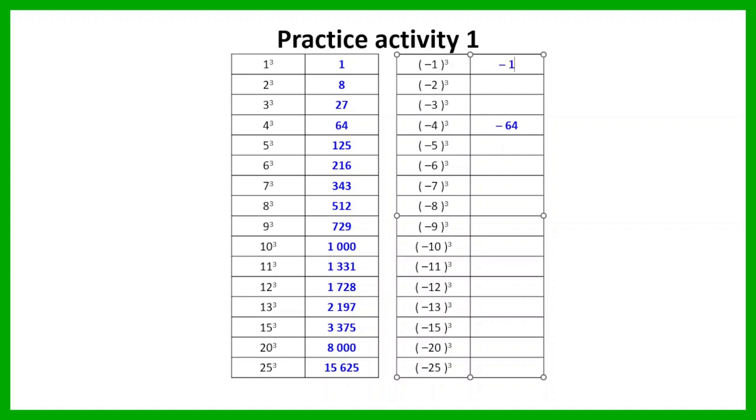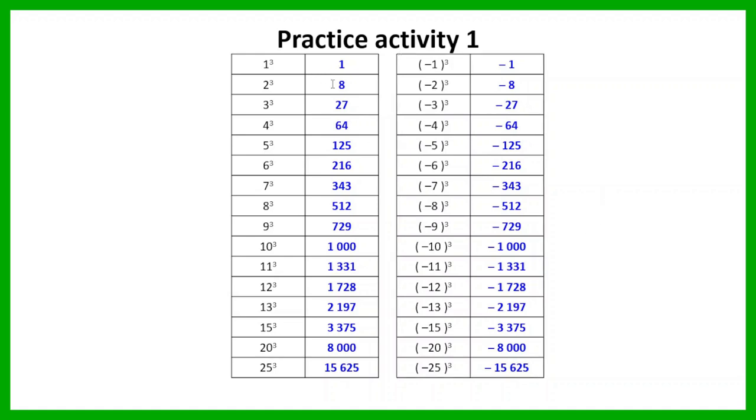of each of them. So I have negative 1, then negative 8, negative 27, negative 64, negative 125, negative 216, negative 343, negative 512, negative 729, negative 1,000, negative 1,331, negative 1,728, negative 2,197, negative 3,375, negative 8,000, and finally negative 15,625. So that's what you should have got for all of those values in those tables.